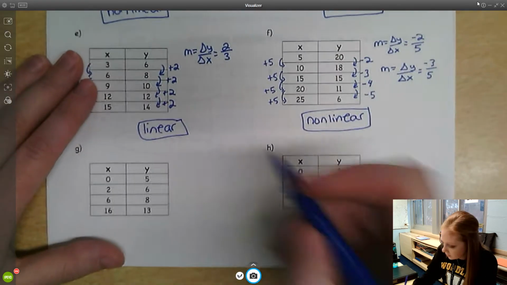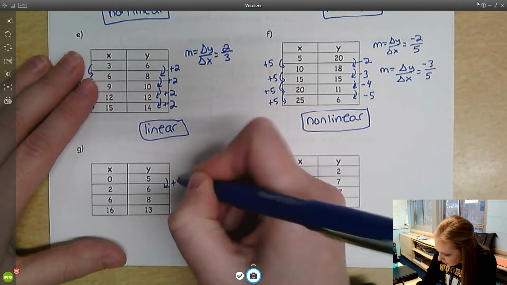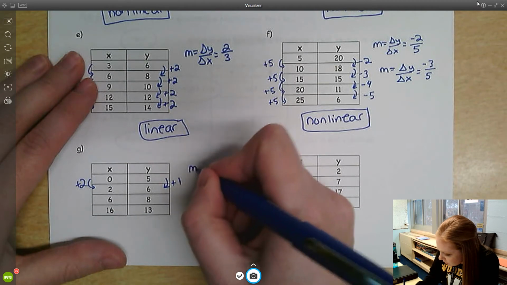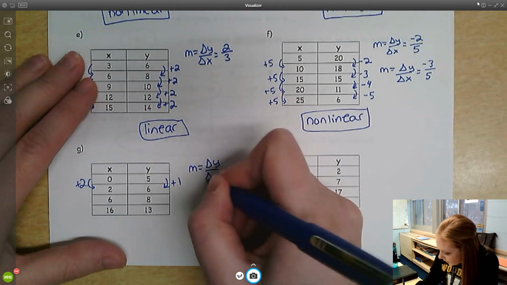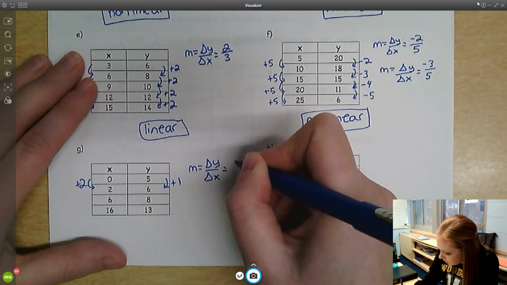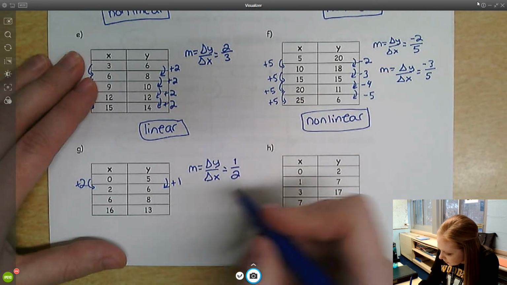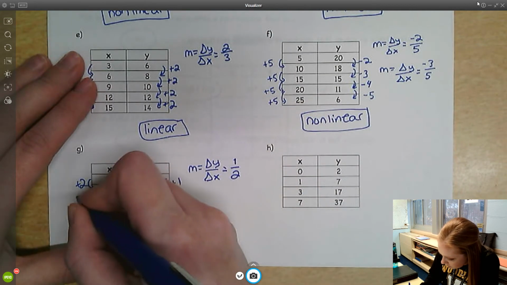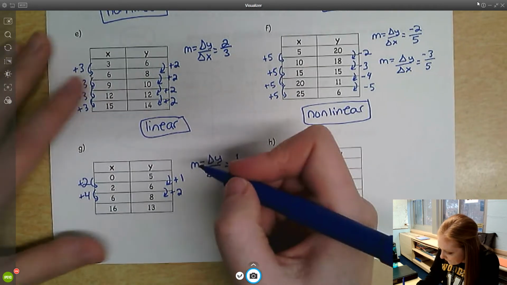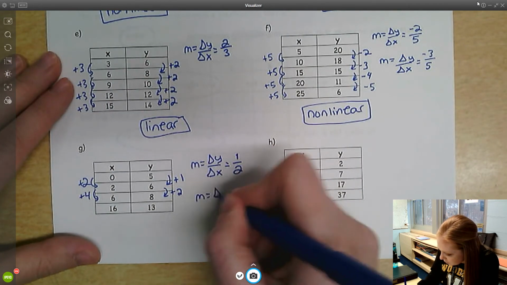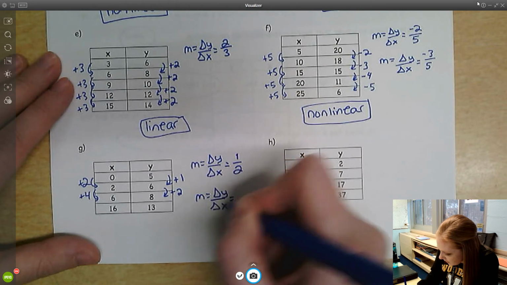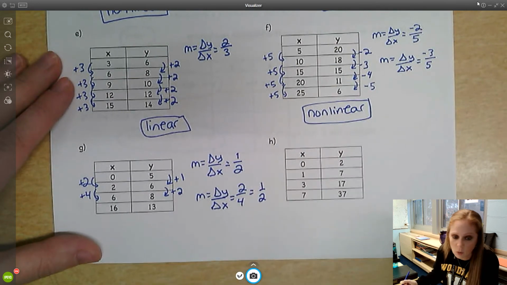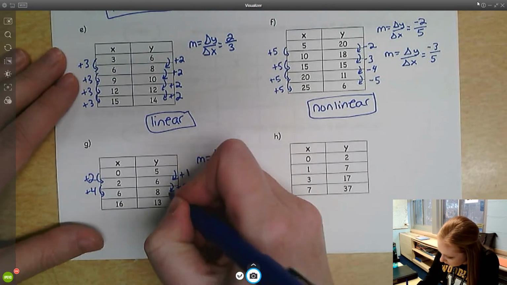For G, our change in y, we're going up 1. Our change in x, we're going up 2. So slope is change in y over change in x. So that would be 1/2. Okay, let's see if it's the same here. Up 2, up 4. Let's see what happens when we do that. Change in y over change in x. Up 2, up 4. Well, that simplifies to 1/2, so it looks like it's constant so far.